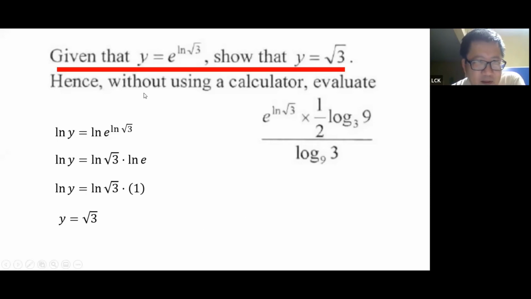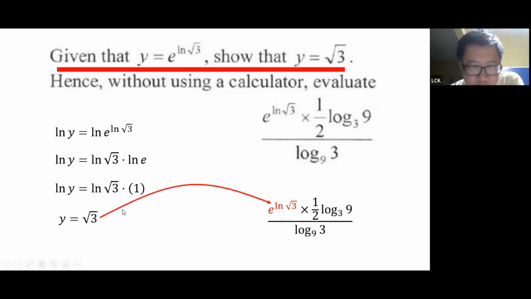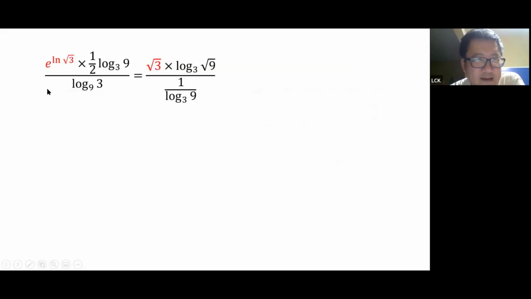All right? Now, once I have done that, hence, I have to say hence without using a calculator, evaluate this monster here. This is a monster of an expression. So what you do is just look at this. I've just repeated it over here and just put square root of 3 over here. That's all you have to do. So that's what we're going to do in the next slide.